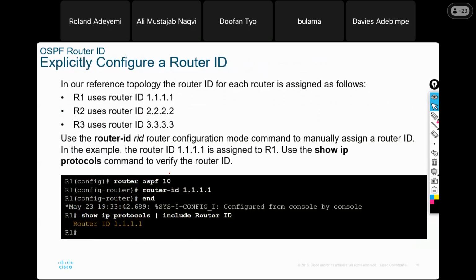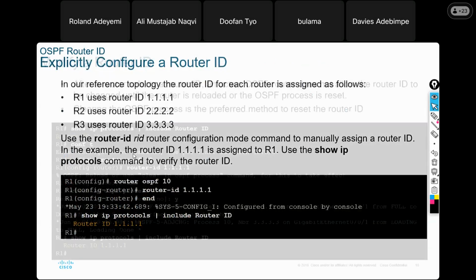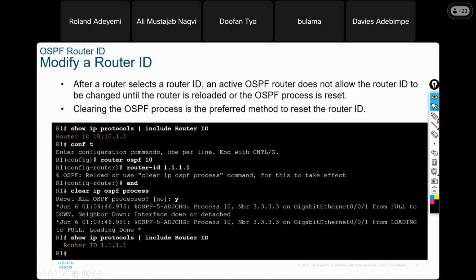Okay, so look at what they did on their home. Router ID 1.1.1.1 on router 1. And what did they do? So when you put it, you clear the IP OSPF process, and then you can see the router ID. I think I like this, their command.